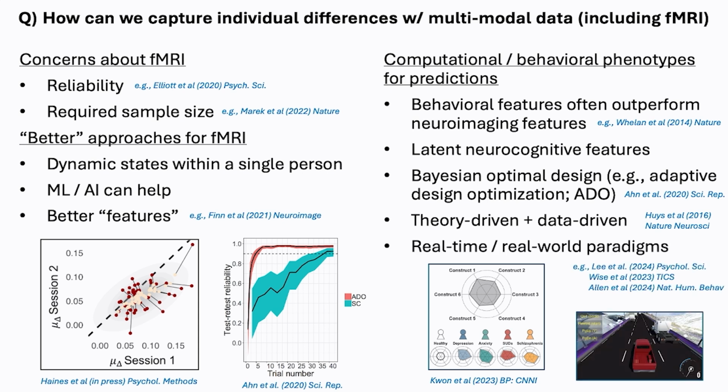Lastly, I think it's really important to use real-time, real-world tasks to evoke more the target process that we have in mind, so that we can also increase the ecological validity of the tasks that can possibly increase the predictions from the multimodal data. Thanks so much.